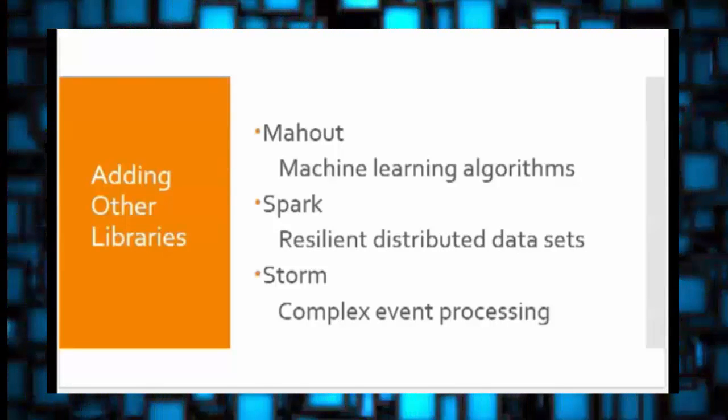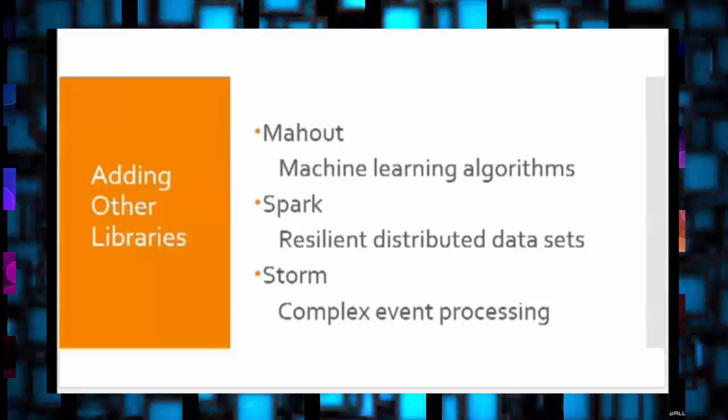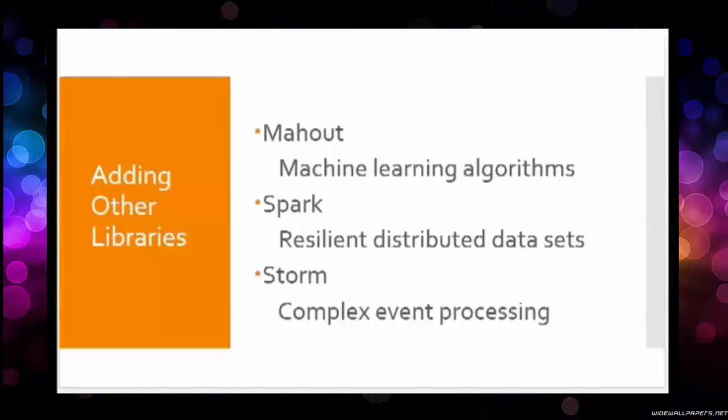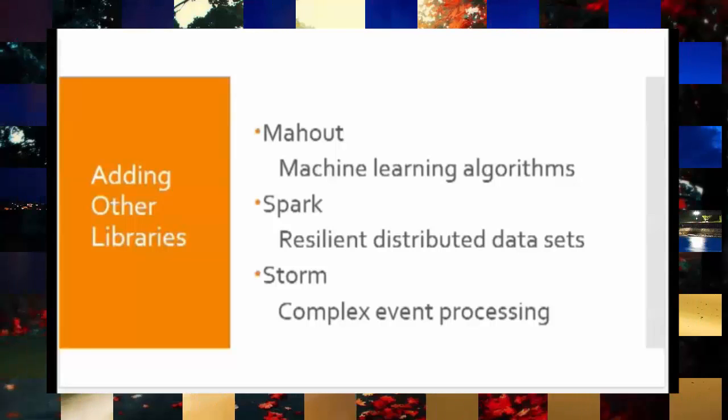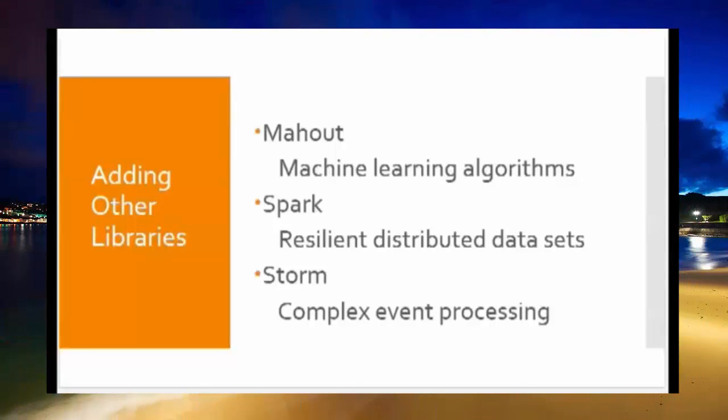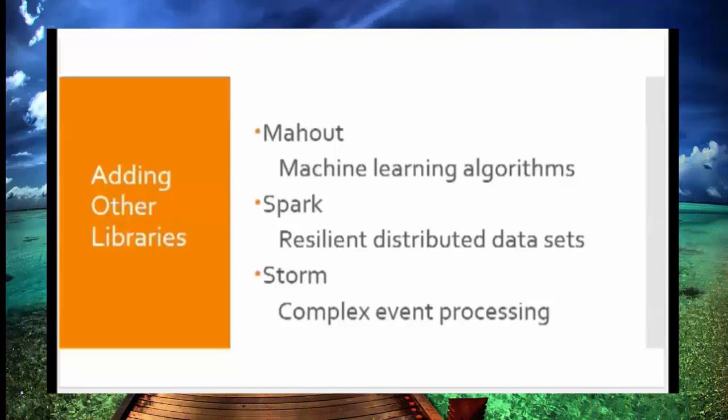Two of the newer libraries that are causing a lot of interest are Spark and Storm. They're very complex, and I'll be addressing them in more detail in a subsequent movie, but both of them have to do with in-memory streaming or processing. At a high level, the difference between Spark and Storm is Storm is designed for complex event processing, and Spark is designed for in-memory processing of resilient distributed data sets.